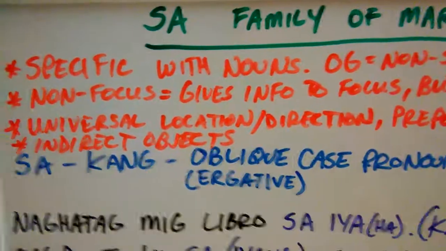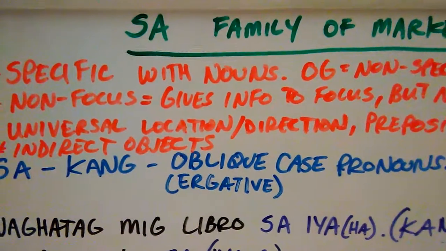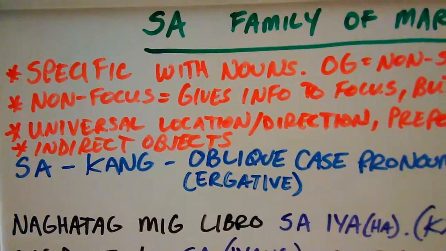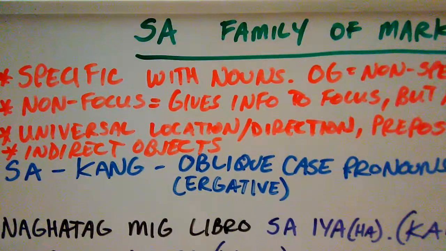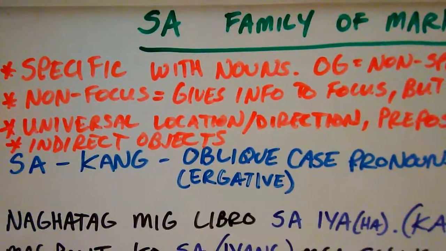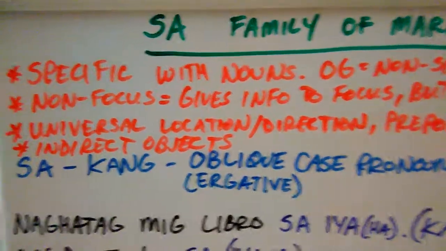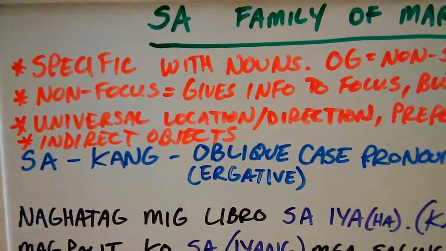Because if it's just an apple, it can be any apple, regardless, wherever. But with sa, it's definitely specific. We know it's a specific kind of apple that you want. Ang works the same way as sa. They're both specific, while og is non-specific. So I hope you can understand the concept of specificity from this.